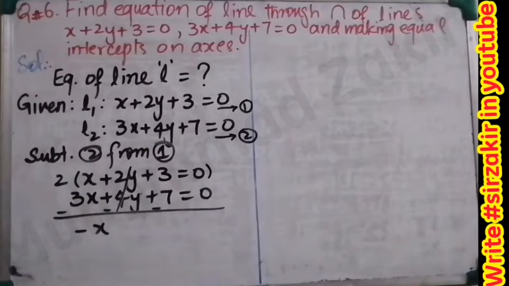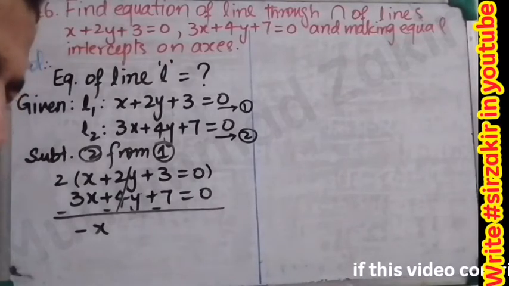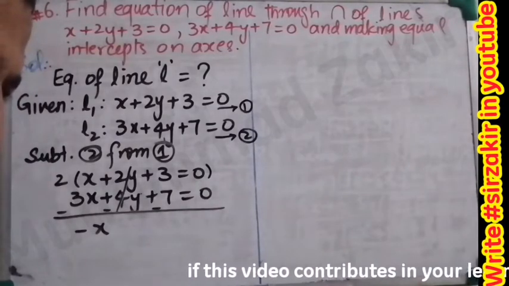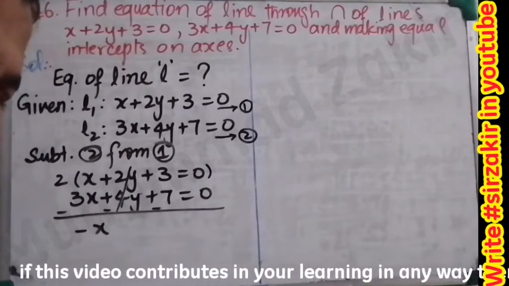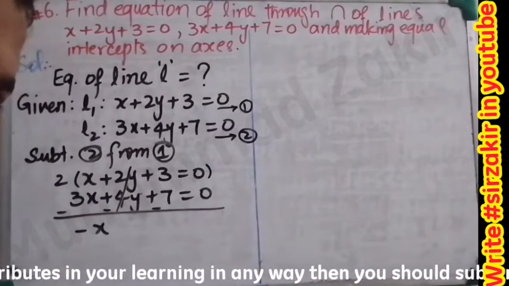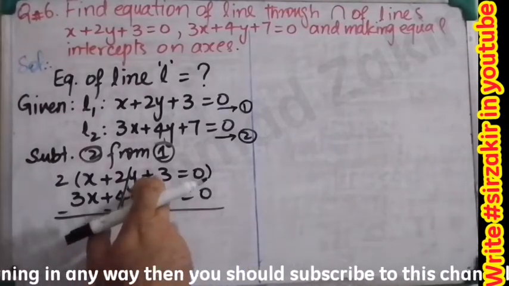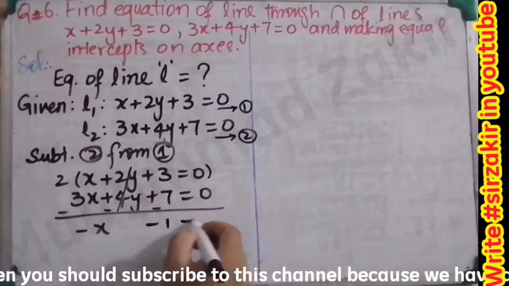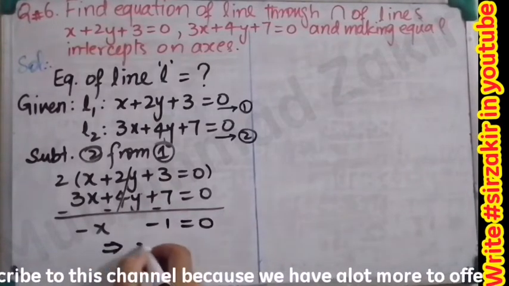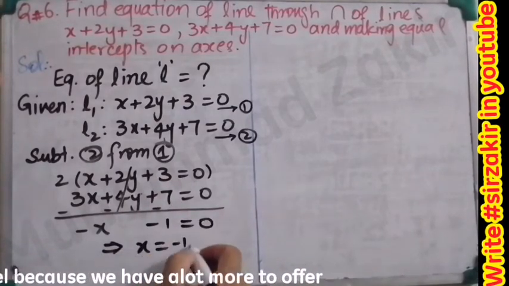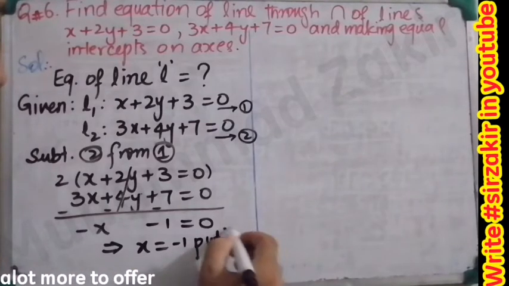In the first equation the coefficient of x is 2 and in the second equation the coefficient of x is minus 3. 2 minus 3 will be minus 1. So it will be minus x. And if we multiply 2 with 3 it becomes 6. 6 minus 7 will be minus 1 equal to 0. So if x is shifted to the other side, the value will be minus 1. So x equal to minus 1 is the value.